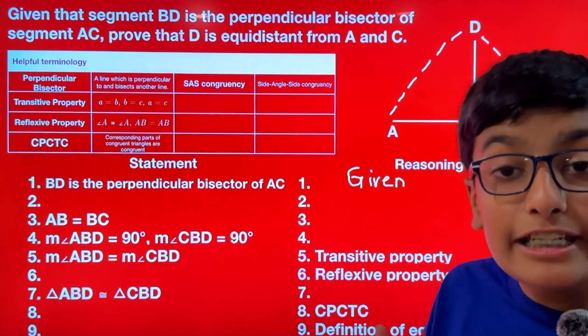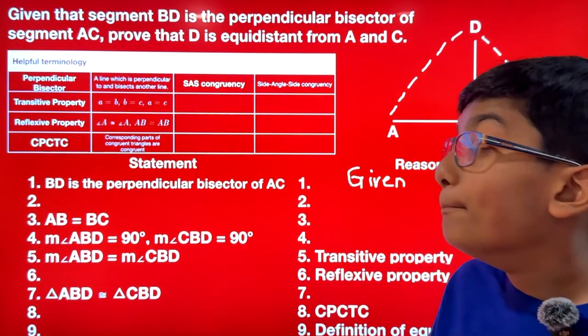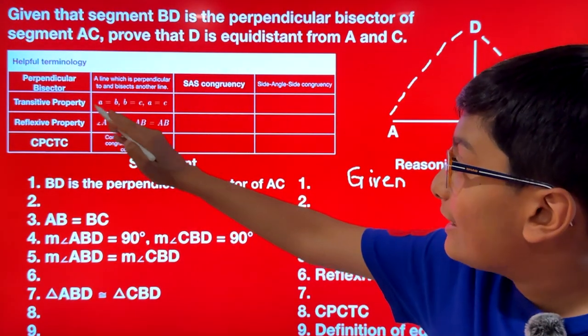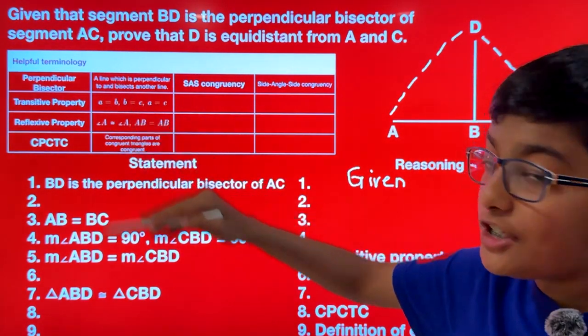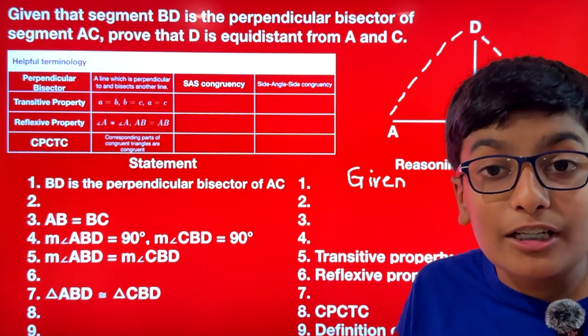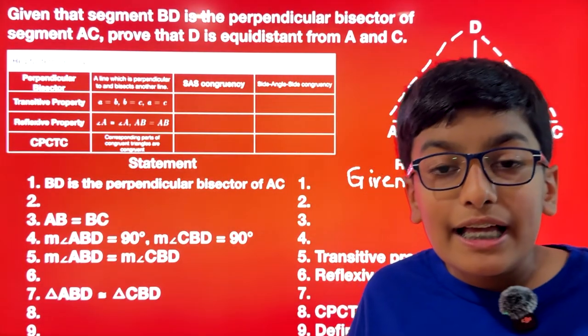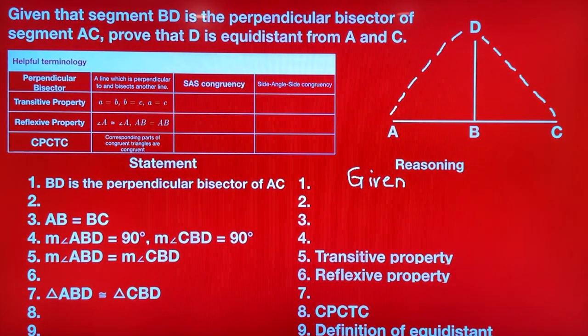BD would be perpendicular to line AC, but BD is already stated as the perpendicular bisector. And if we look in our helpful terminology, a perpendicular bisector is defined to be perpendicular. So, statement 2 would be that BD is perpendicular to AC. Reason, definition of a perpendicular bisector.